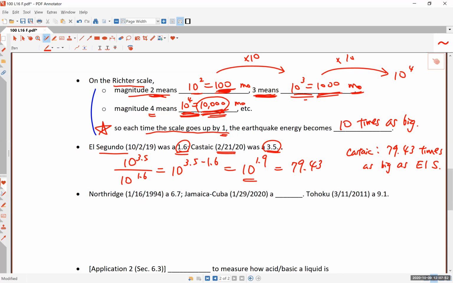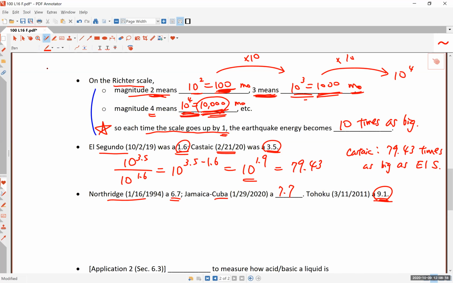That's the part you have to understand. All right, let's compare the Northridge earthquake, 6.7, with the Jamaica, Cuba earthquake of January of 2020, which was a 7.7, right? And by the way, Tohoku had a magnitude of 9.1. This is one of the biggest earthquakes ever recorded in the history of seismology. And of course, it had devastating consequences, including the nuclear meltdown in the nearby nuclear plants.